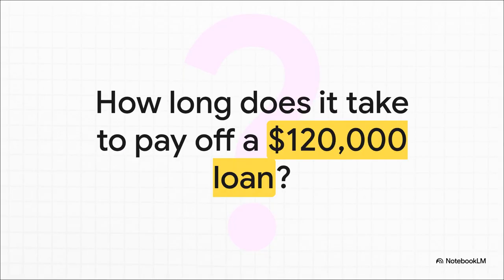So here it is, our case file. We've got a $120,000 loan. Now that's a pretty realistic number, right? Could be a small business loan, part of a mortgage. A lot of us will see a number like that in our lifetime. But here's the thing. Just knowing the total amount, that's not enough. To crack this case and figure out the time, we're going to need a few more clues.